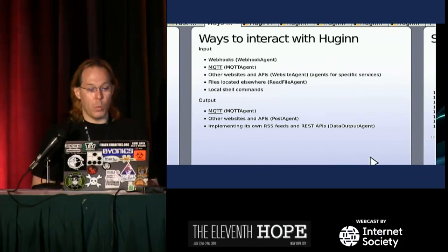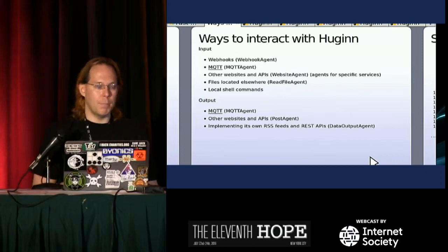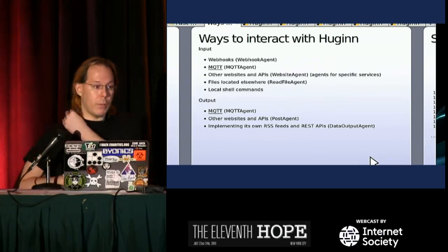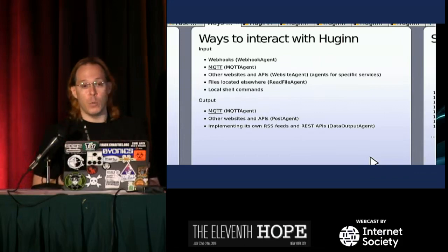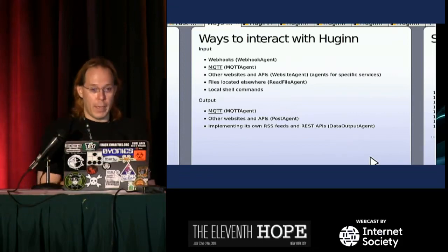There's a website agent, which lets you interact with other websites and APIs, and there are also many different agents for specific services like Trello, Weather Underground, a couple of flight booking services, things like that. And there is also an agent which is disabled by default, which lets you run shell commands local to the box Huginn is running on. So it will spawn a shell, run a script or a command, capture standard out and standard error, package those as an event, and put them into the internal event queue.